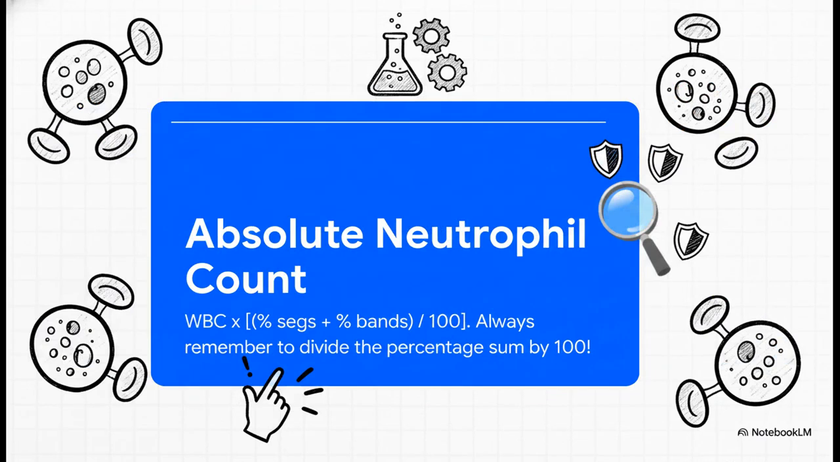Finally, the absolute neutrophil count, or ANC. This tells us the patient's real infection-fighting capacity. The formula is the total white blood cell count multiplied by the sum of the percentage of segmented neutrophils plus bands. You know what the biggest mistake is here? Students forget to divide that percentage sum by 100 before multiplying by the WBC. If the segs and bands add up to 60, you must multiply the WBC by 0.60, not by 60.